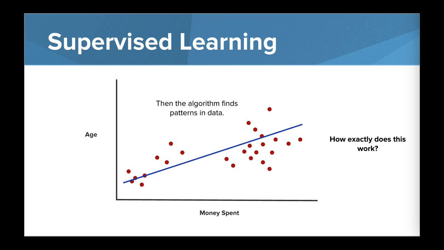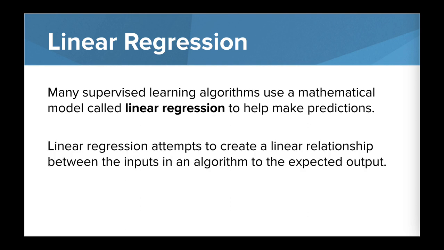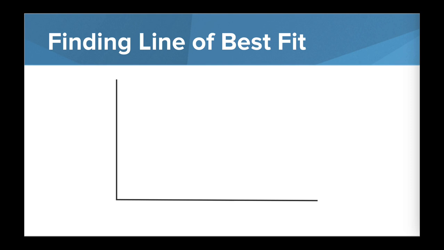While this makes sense in principle, how exactly do these algorithms work? How do they create these models? Many supervised learning algorithms use a mathematical model called linear regression to make predictions about data. Linear regression attempts to create a linear relationship between the inputs in an algorithm to the expected output. With the existing data, linear regression creates a line of best fit, which is used to make predictions. Let's try to understand this by first looking at an example.